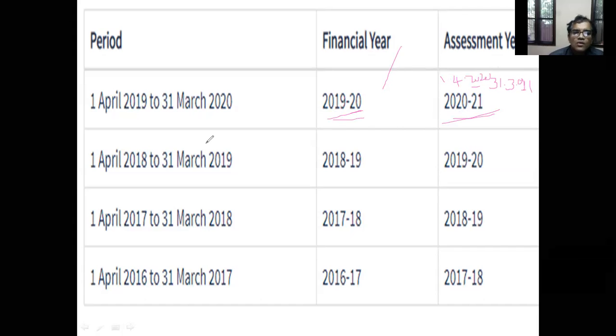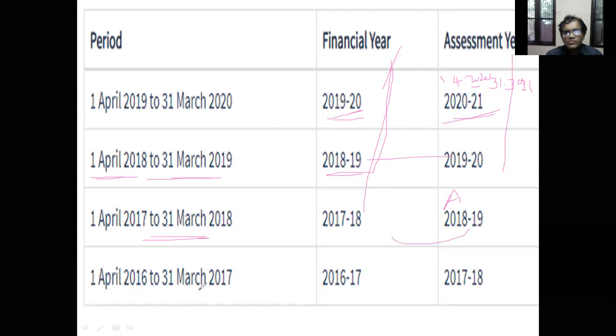31/3/2021. Now 1st April 2018 to 31st March 2019. This financial year is 2018-19. Its assessment year is the next year, 2019-20. Similarly, for the 17-18 financial year, April 2017 to March 2018, its assessment year is April 2018 to March 2019.